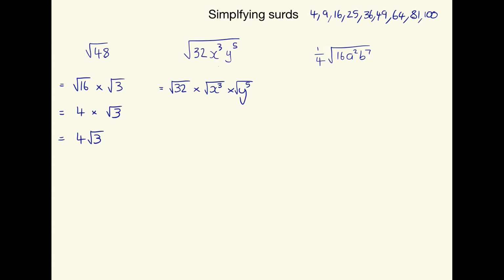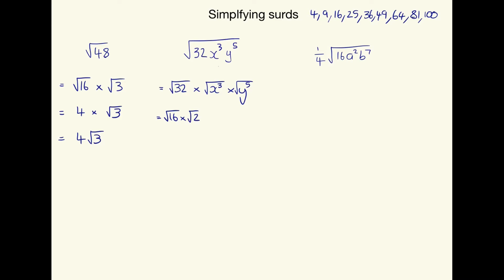All right, let's have a look at root 32. So we can use 4. Yeah, 4 will work because 4 times 8 is 32. But I can see 16 here. 16 times 2 is 32. That's the larger perfect square. We're going to go ahead and use that. So let's go ahead and split up root 32 into root 16 times root 2.